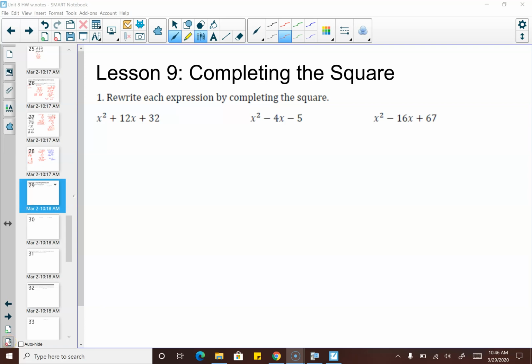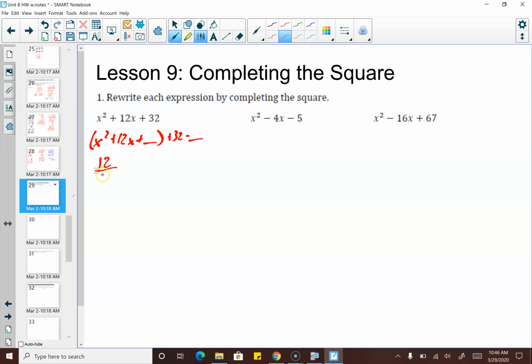So for lesson 9, we're going to work on our practice of completing the square. We want to rewrite each expression by completing the square. Our first step is to make sure we put in our lines. So plus 32 minus a line.